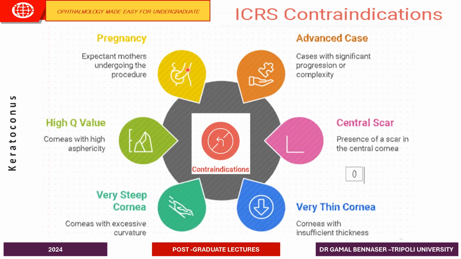Now, if we speak about the contraindications for the intracorneal rings, there are a lot of contraindications. Among them are the advanced cases. As we said before, intracorneal rings are for mild to moderate cases, but if you find advanced cases, in the sense of a K2 value more than 57 and Kmax more than 70, and you have a very steep cornea with a very high Q value, all these are not good candidates for intracorneal ring segments and it is better to go for keratoplasty or other options. Another thing is the presence of corneal scarring.